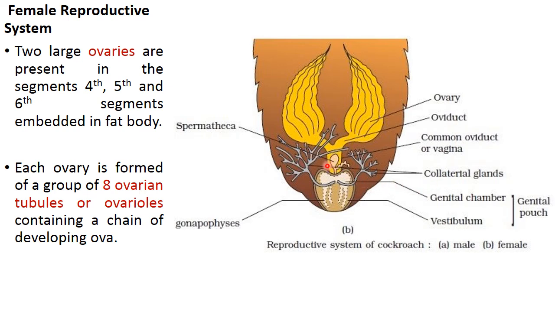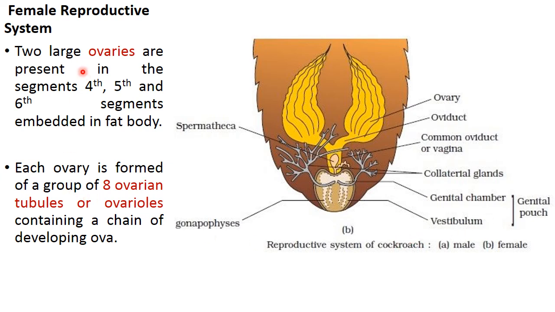And here is present a pair of spermatheca, in which the sperms received from the male cockroach will be stored. And here the female gonopore will be surrounded by chitinous asymmetrical structures called gonopophysis. So this is the genital chamber here where the opening of the female gonopore is there. This is the vestibulum that will be receiving the sperms during copulation, and this forms the genital pouch in case of female.